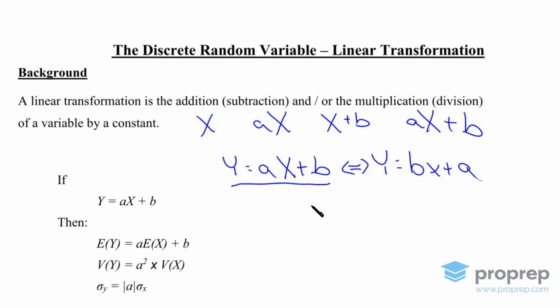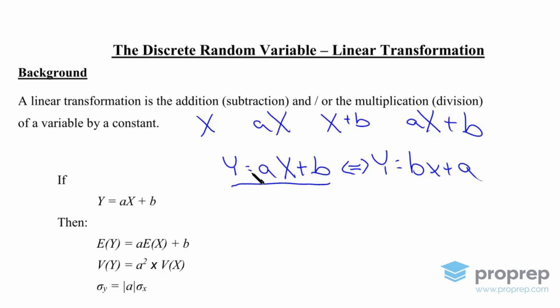Okay, so if y equals ax plus b, then what I want to do is calculate the expectation of y and the variance of y, just like we did in previous chapters with x, where we calculated the expectation of x and the variance of x. Now that we've transformed x into something else, which we call y, we want to know what the expectation and the variance of the new variable are.